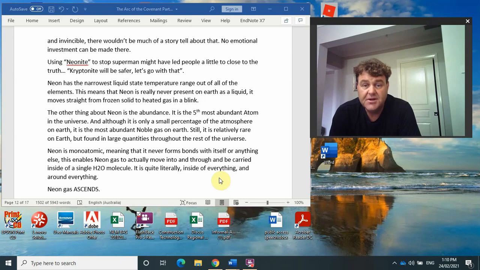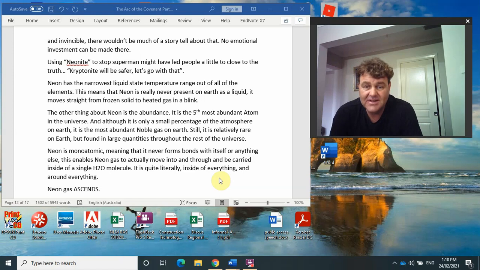Neon is monoatomic. That just means it never forms bonds with itself or anything else, which we've mentioned. This enables neon gas to actually move into and through and be carried inside of H2O molecules, water particles. So neon gas is quite literally inside of everything. It's around, it's inside, it's above, it's below, it's everywhere.